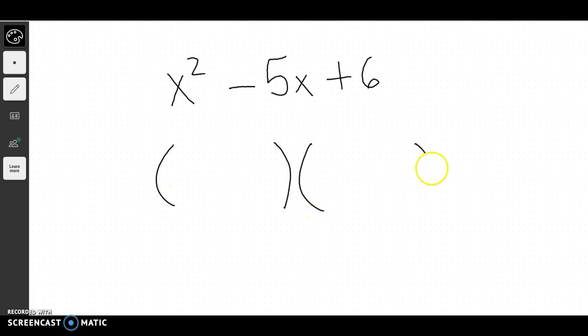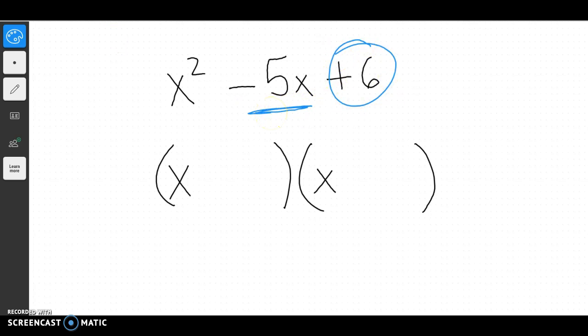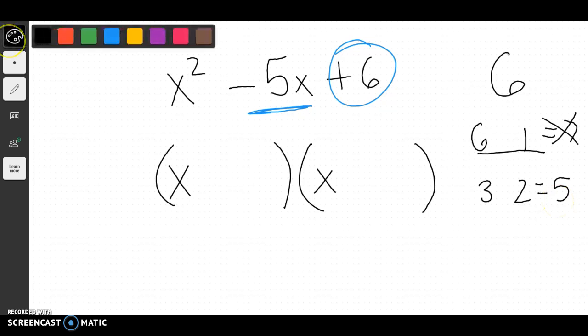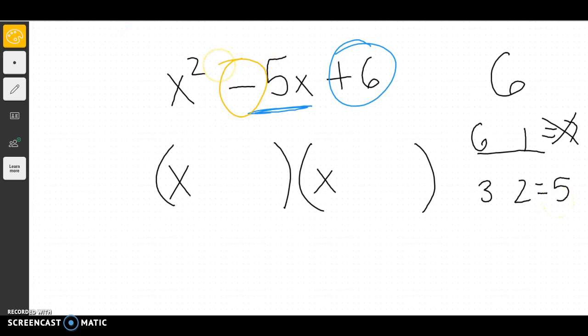I know again that the first terms need to be x and x. And then I have to think about what is going to multiply together to give me 6, but add together to give me negative 5. Well, when I look at this, I would go, okay, 6. What would multiply together to give me 6? Well, the only things I can think of are 6 and 1 and 3 and 2. Well, when I add together 6 and 1, I get 7, so that's no go. When I add together 3 and 2, I get 5, but my problem is this one is a negative 5.